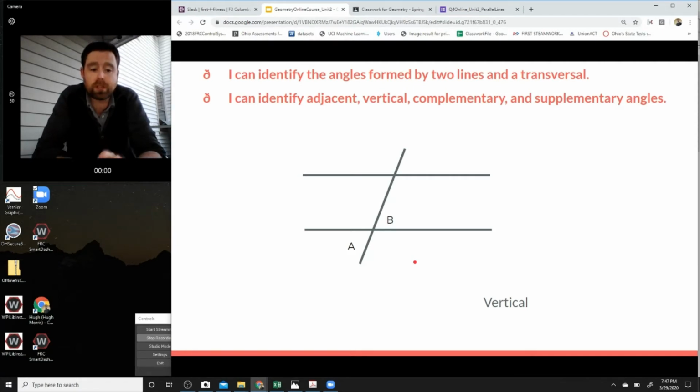The first one is vertical, and you can see that A and B here, these ones are actually equal. Okay, A and B, there's a theorem in there for proving that, but we're not worried about theorems right now. A and B are equal.